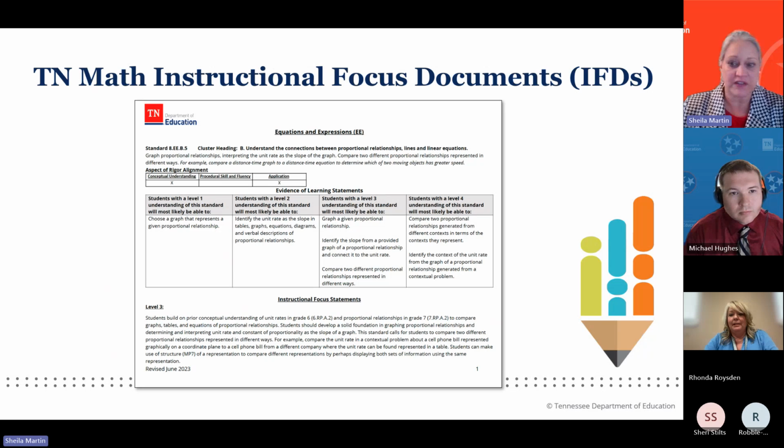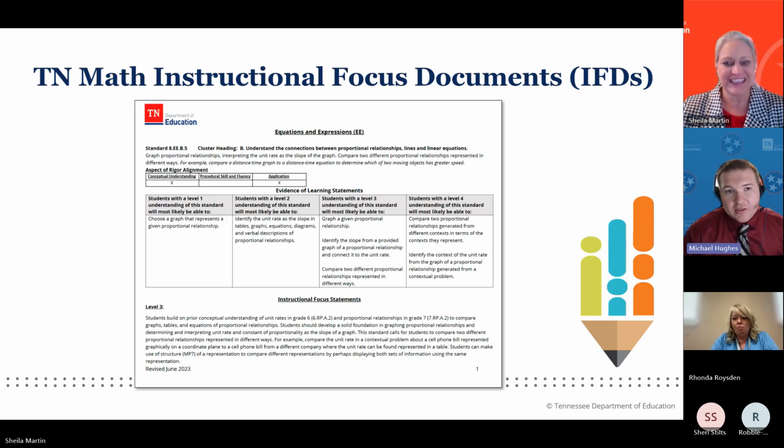So how familiar are you with the IFDs? Is there anybody who'd like to share how you've seen these in your district or use these? You can come off mute. If not, it's all good. I've also, just so you know, dropped the link into the chat with the IFDs.